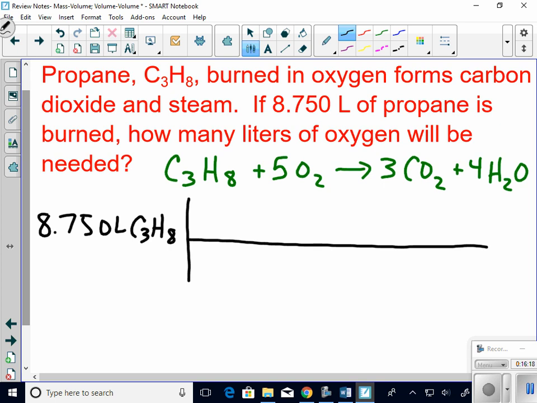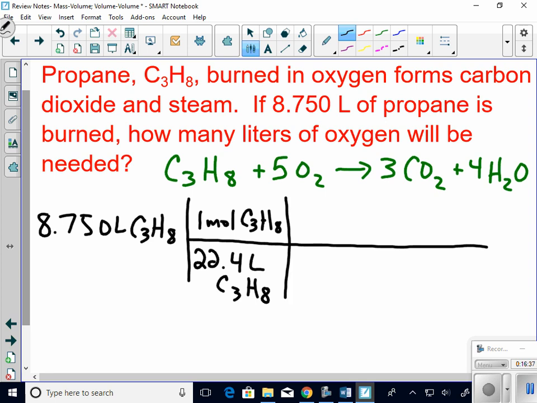Set up my conversion box. 22.4 liters of methane is 1 mole. It's not methane, it's propane, my bad. 1 mole of propane. So my liters of propane cancel. I have that into moles.